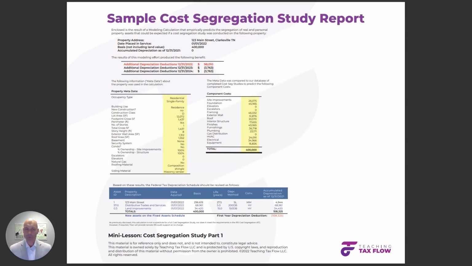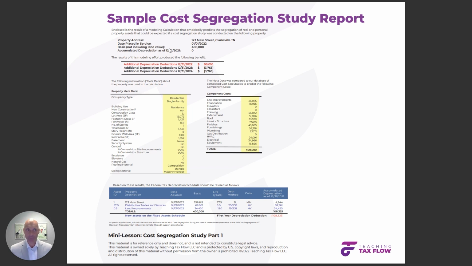123 Main Street. Let's look at the assumptions here. This is a residential property with a cost basis of $400,000. I want to point one more thing out that I failed to mention in that first slide. Land is not depreciable. So we're only looking at the building portion of a real estate investment. So the building basis is $400,000. And if we do not do a cost segregation study, you would depreciate this $400,000 over a 27.5-year period, straight line depreciation.